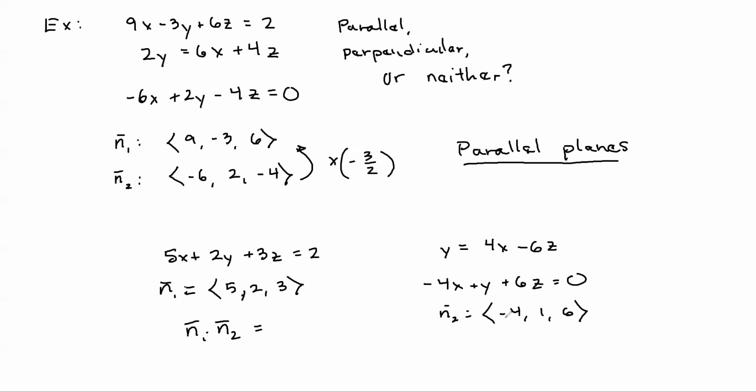We're going to do 5 times -4, that's -20. 2 times 1 is 2. 3 times 6, 18. -20 plus 2 plus 18 does equal 0. Thus, the two normal vectors are orthogonal. Thus, the two planes are perpendicular.